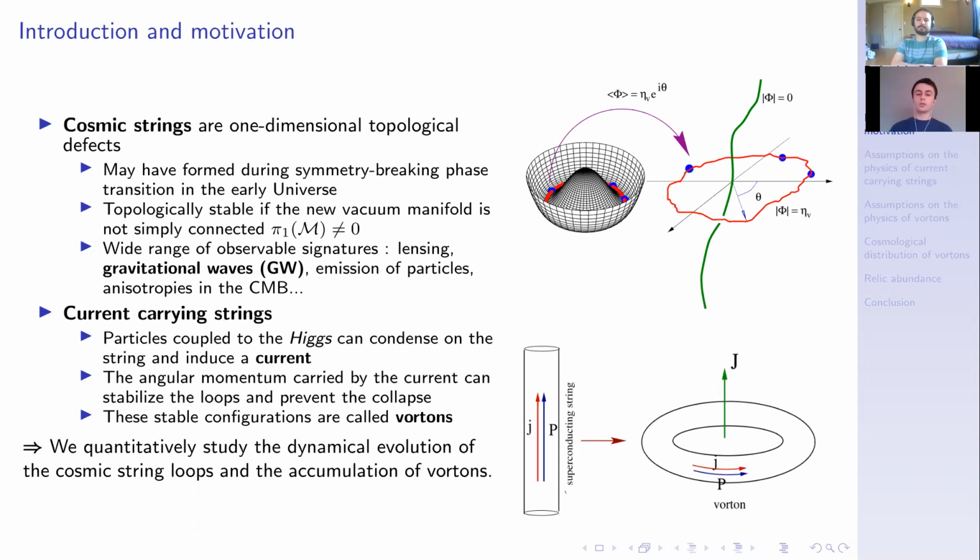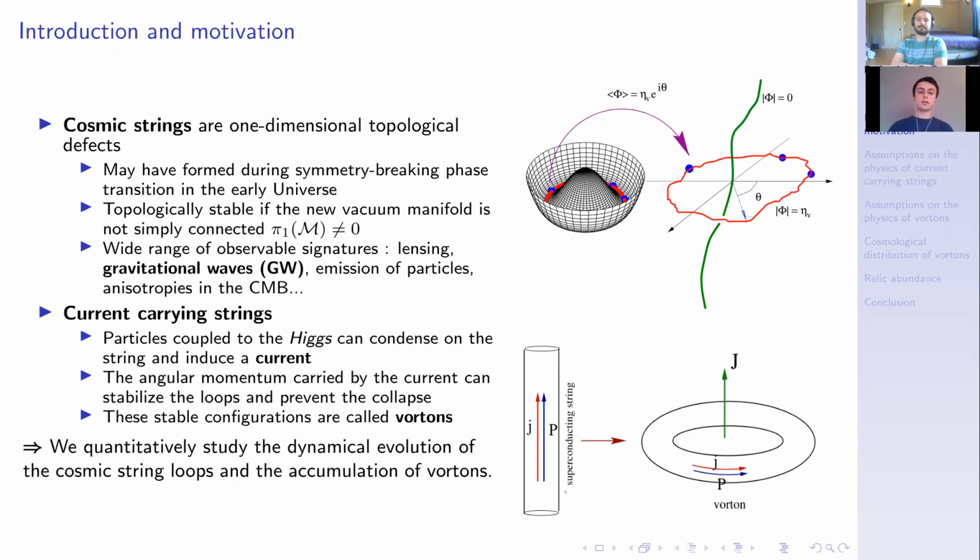In this talk, I'm going to talk about maybe more gravitational signatures like lensing, anisotropies in the CMB, and also gravitational waves. And these cosmic strings, as you've seen in the two previous talks, can also have a current on them that can be bosonic or fermion zero modes, and that can condense on the string and make it conducting and often superconducting. And this current on the string changes a bit the dynamics of the string.